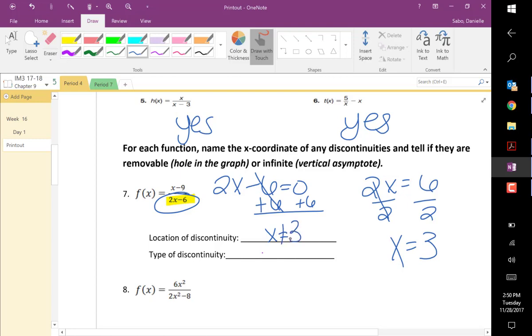So then the next part is what kind? A hole or a vertical asymptote? Do you see right here? There's nothing that cancels. So it's a vertical asymptote. So really the only 2 things you're doing is telling me what the discontinuity is, which is pretty easy, and if it's a hole or vertical asymptote. Okay, so you already almost are done with your homework.